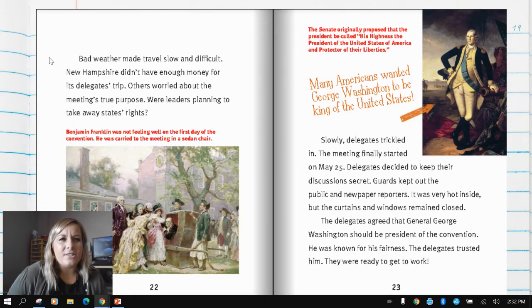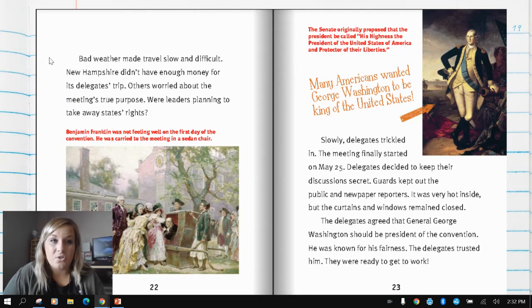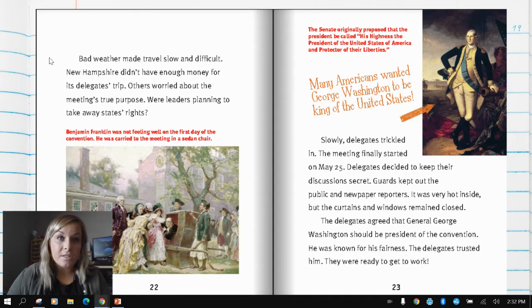Bad weather made travel slow and difficult. New Hampshire didn't have enough money for its delegates' trip. Others worried about the meeting's true purpose. Many leaders were planning to take away states' rights. Down here it says Benjamin Franklin was not feeling well on the first day of the convention. He was carried to the meeting in a seated chair.